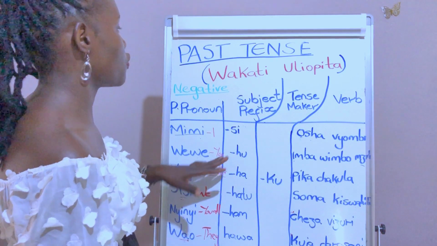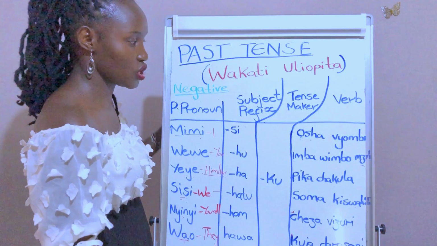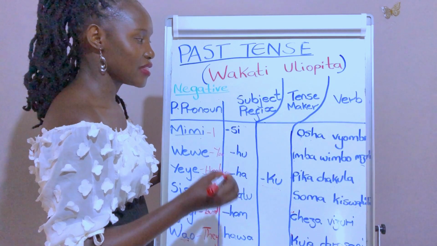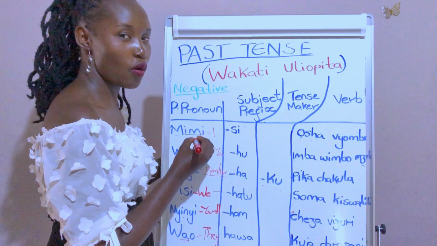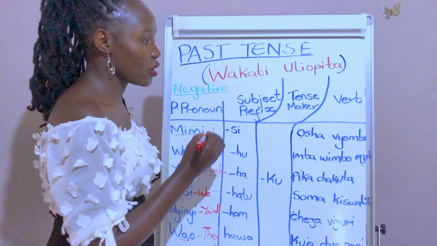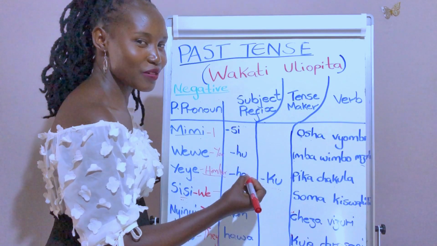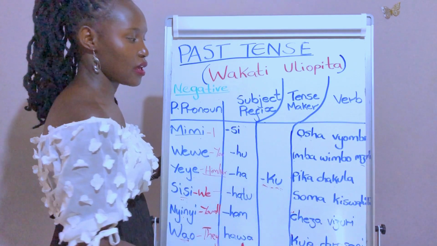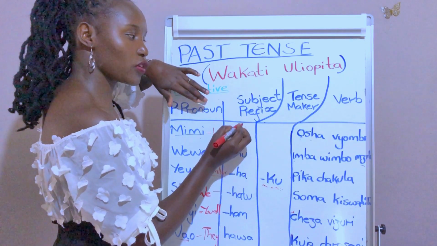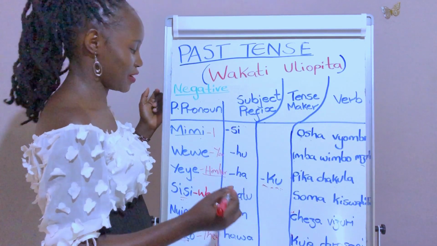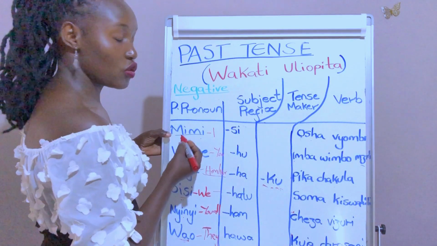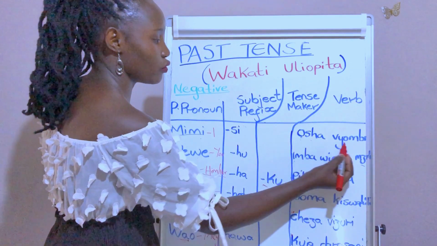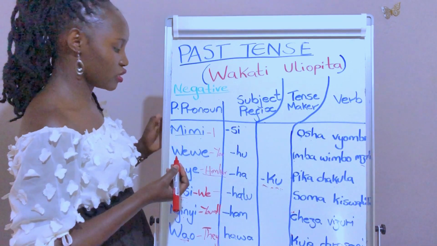Then the tense marker for negative form is also going to change to ku. As you remember, the tense marker for positive form was li. So the negative one is ku. And then our verb remains. The things which have changed, subject prefix and tense marker. So let's go direct to the sentences. You connect the personal pronoun, subject prefix, the tense marker, and the verb, just as in the positive form.